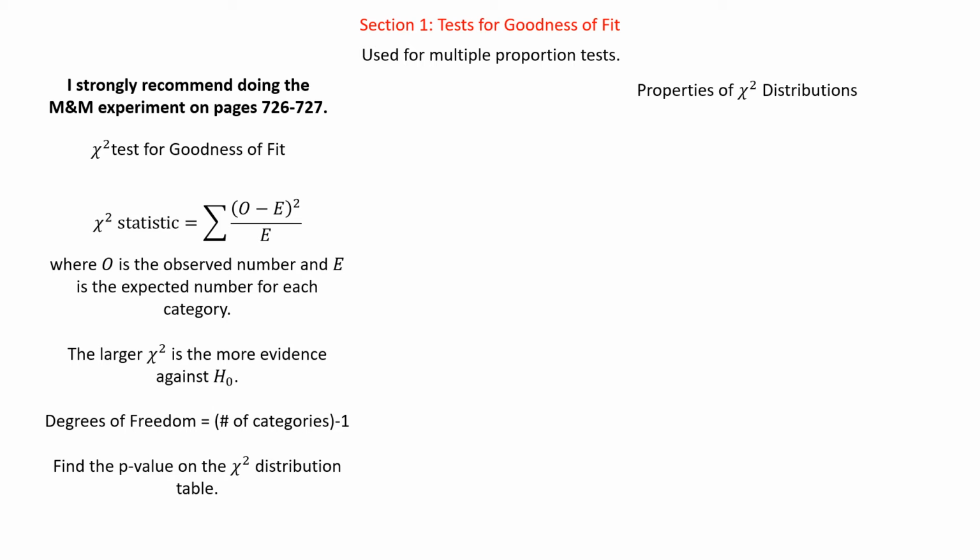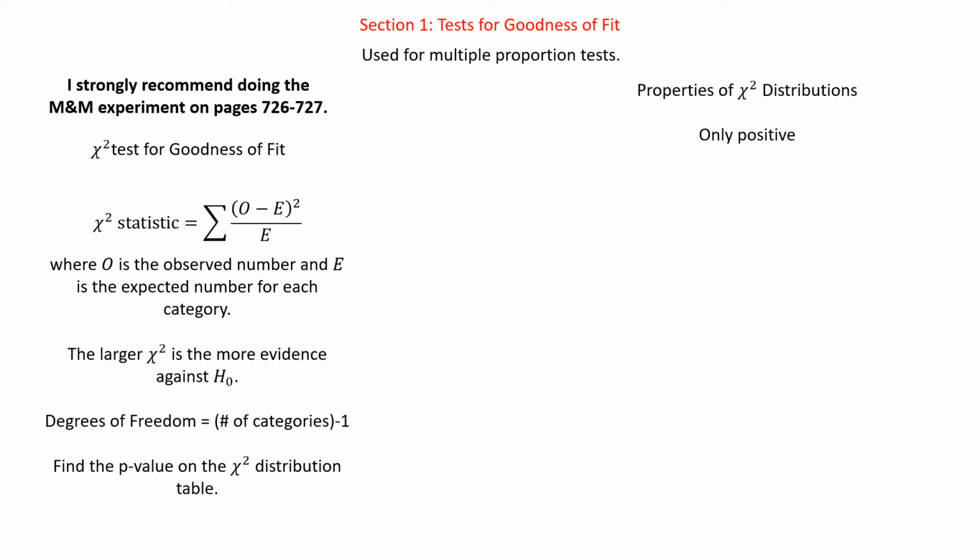Properties of chi-squared distributions. The opening slide actually had a chi-squared distribution, or a couple of them, and I'll bring that back so you can see it. But properties: it's only positive, which is different than the z and the t distributions, which were centered at 0, and they had both positive and negative values.